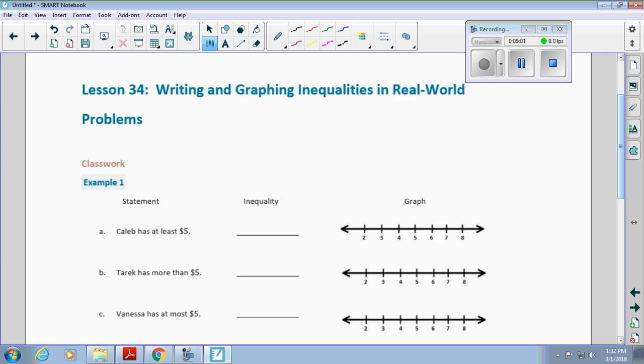If we dig right in here, it says Caleb has at least $5. If you think of the amount of money that Caleb could have, we know that he could have $5 because he has at least 5. So you're going to put a closed circle. He could also have 6, 7, 8, and on upward. So we're going to make a line right there going to the right. We would indicate that by saying Caleb has an amount greater than or equal to $5.